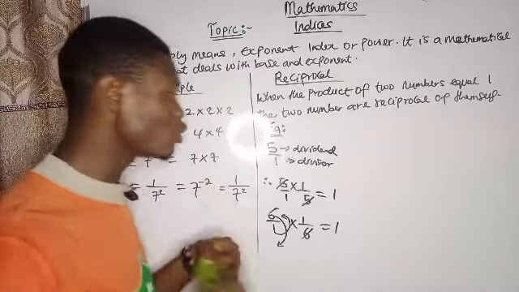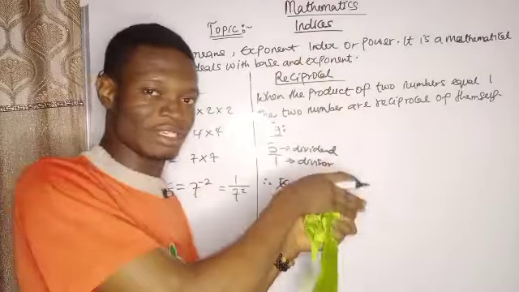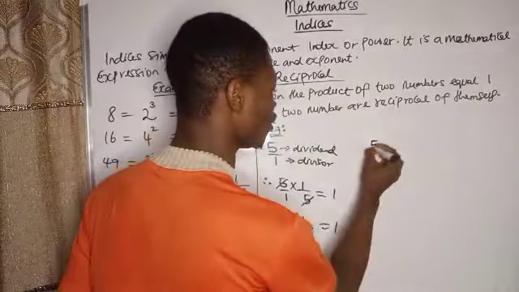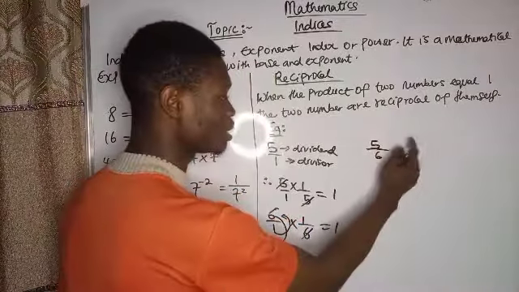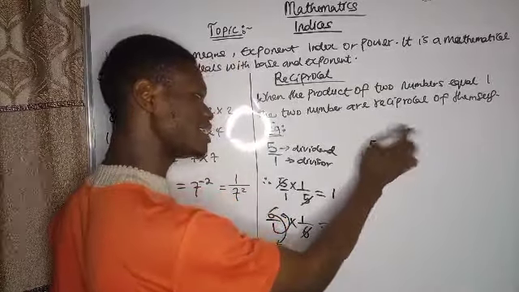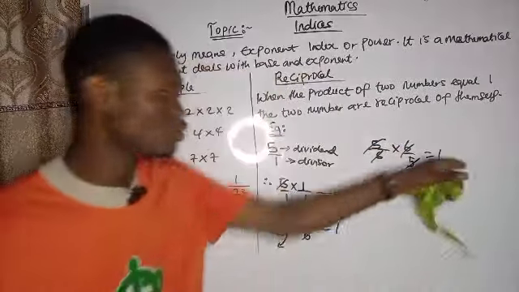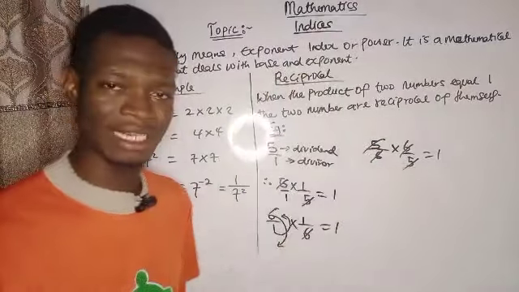You see it now? So when they ask you the reciprocal of any number, you just write the down one versus the up one. For example, reciprocal of 5 over 6 will be 6 over 5. Carry this 6 and move up. Carry this 5 and go down. You get the reciprocal, which will give us 1. Two of them are reciprocal.